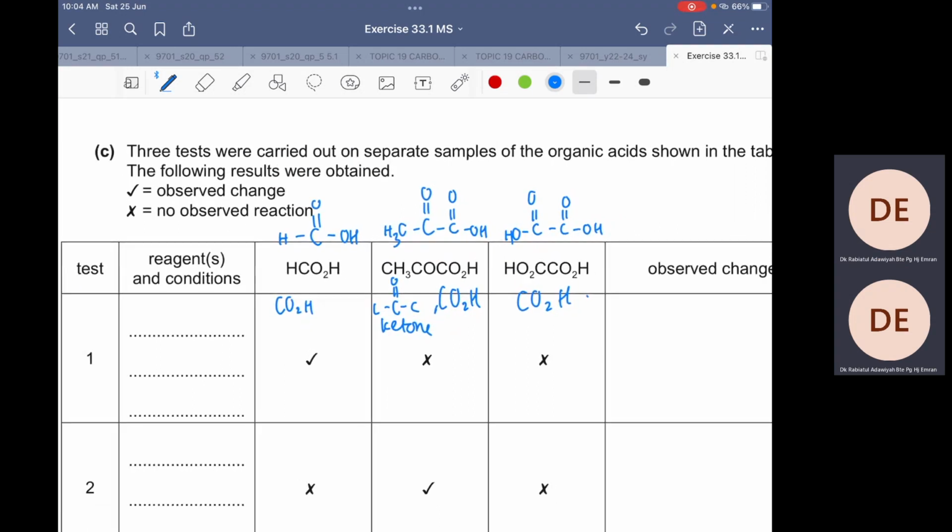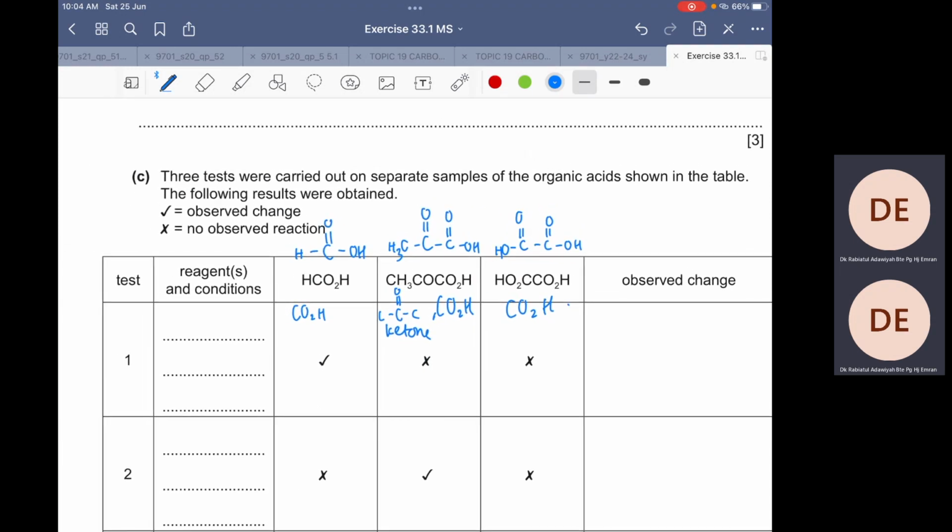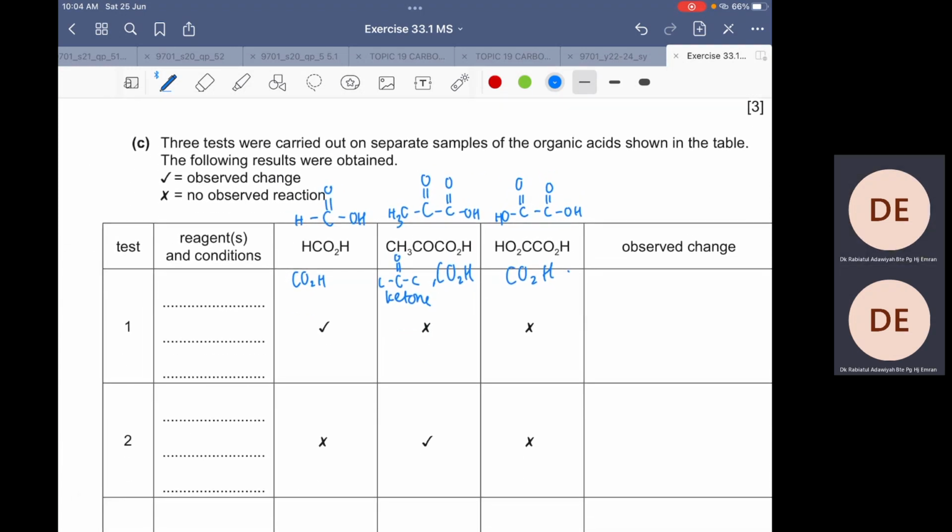3 tests were carried out on separate samples of the organic acids shown in the table. The following results were obtained. Tick means observed change. Cross means no observable change. Okay? So in a way, tick means there's a reaction. Cross means no reaction. So your task in the exam is to find a reaction that will, if we're looking at the first part, react only with methanoic acid, but not with the second acid and the third one, the dioic acid.